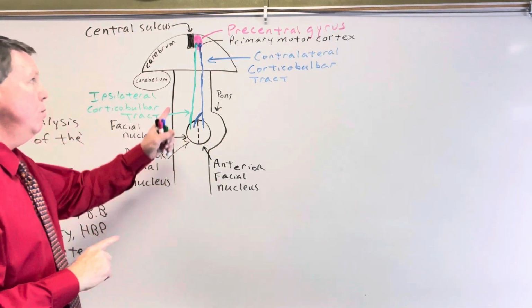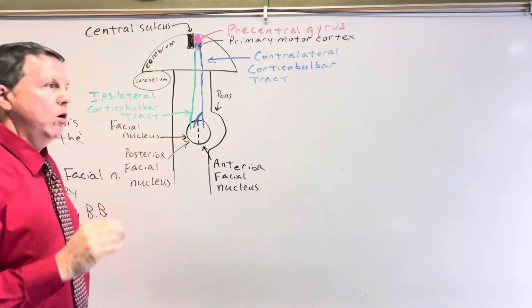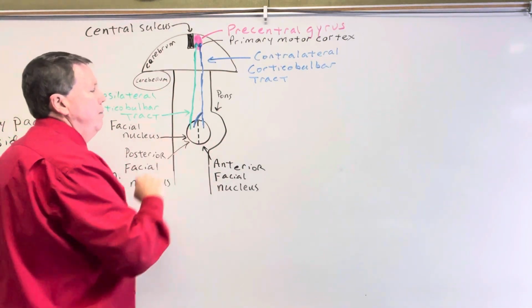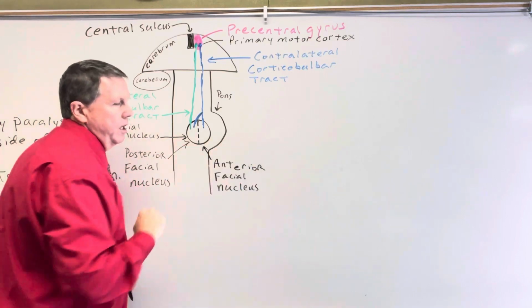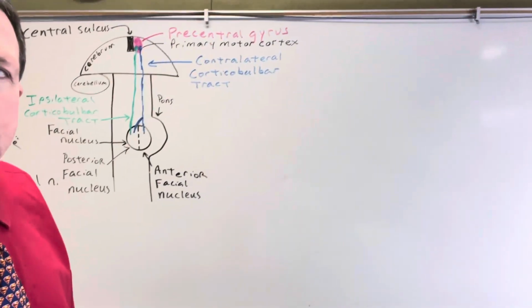One more thing before I go on. These are going to be called upper motor neurons. I'll get more into that in just a minute, but just so you know, these are called upper motor neurons. The facial nerve is going to come out of here and it's going to be a lower motor neuron. So I'm going to move this over just a little bit like this.